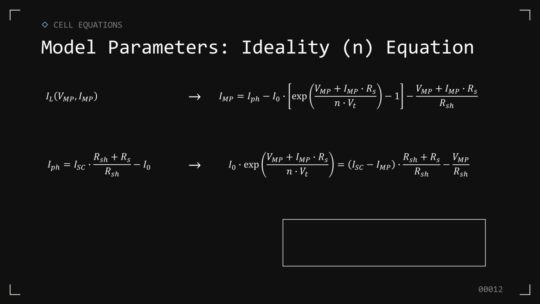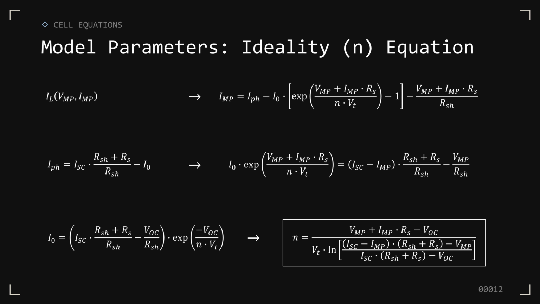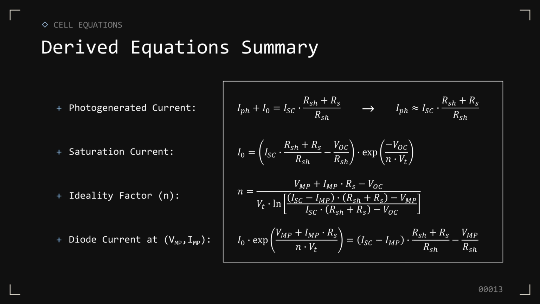Rearranging what's left gives the diode current at the max power point, and this is an expression we'll reuse in the next video. For now though, we can just get rid of the I0 term by plugging in our expression for it. After some algebra, including combining the product of 2 exponentials, and taking the natural log of both sides, we can isolate n, the ideality factor, into a closed form expression. So that's 3 of the 5 model parameters solved, with closed form expressions for the photogenerated current, saturation current, and the ideality factor. And we also have the diode current expression at the max power point from earlier. So we only have Rs and Rsh left to derive, and that's coming up in the next video. We'll do a 2-dimensional Newton solver to get these 2 last unknowns.